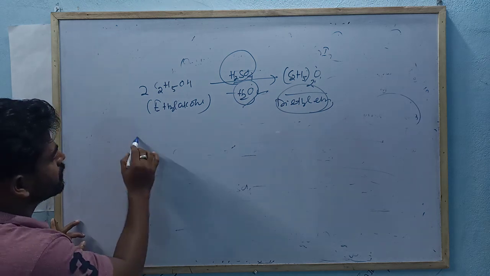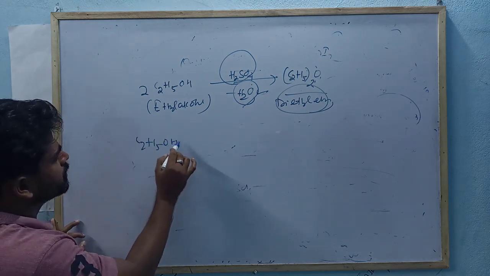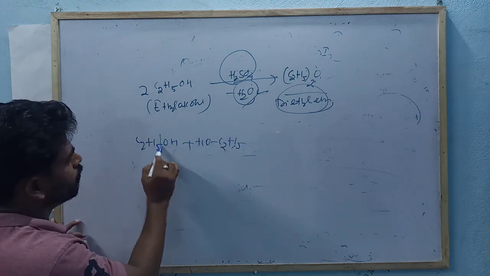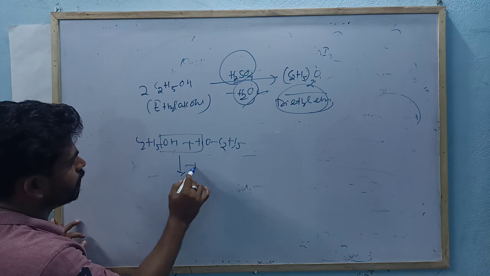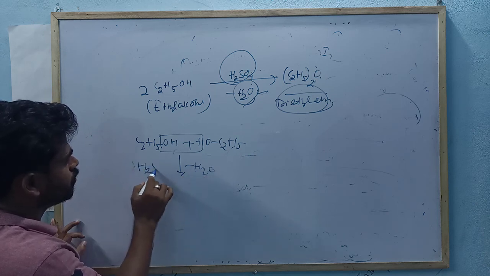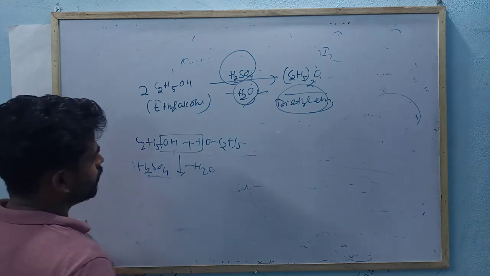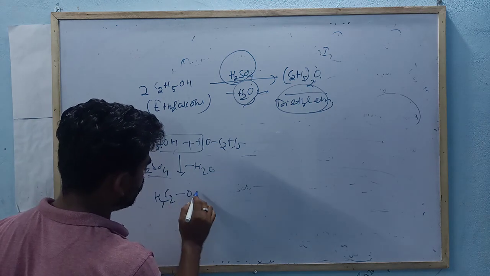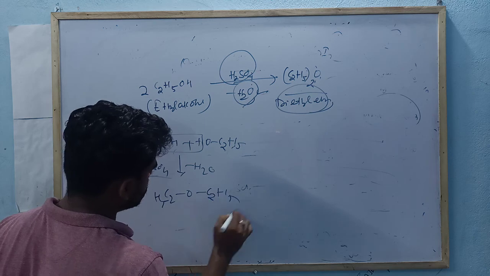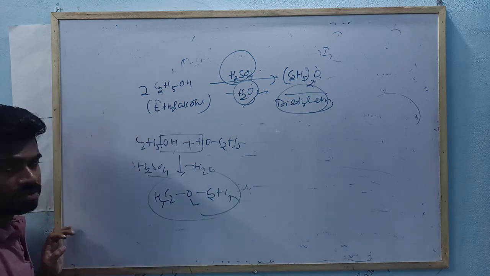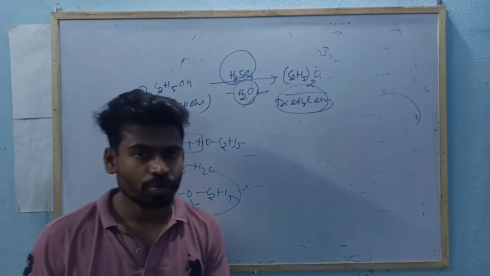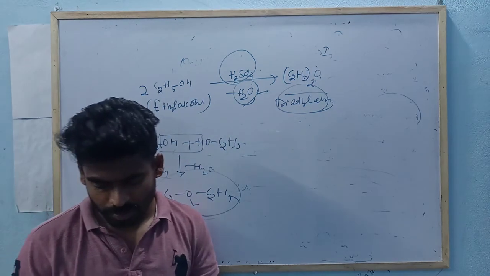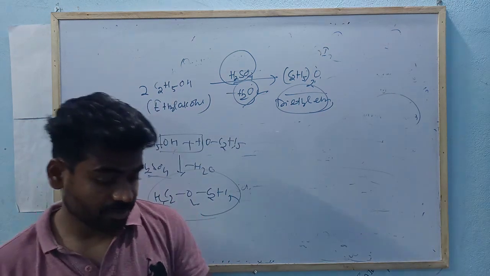So this is C2H5OH plus OHC2H5. Then OH and H get eliminated in the form of water in the presence of H2SO4. So you are getting C2H5OC2H5, that is diethyl ether. The role of H2SO4 is to remove one water molecule. So these are a few important reactions.